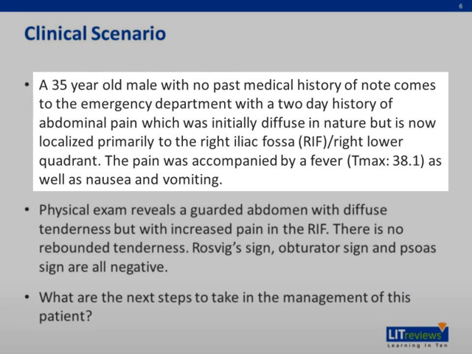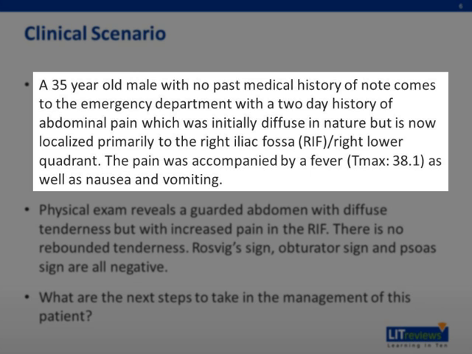Here's a common clinical scenario. A 35-year-old gentleman with no past medical history of note comes to the emergency department with a 2-day history of abdominal pain, which was initially diffuse in nature but is now localized primarily to the right iliac fossa. The pain was accompanied by a fever, as well as nausea and vomiting.